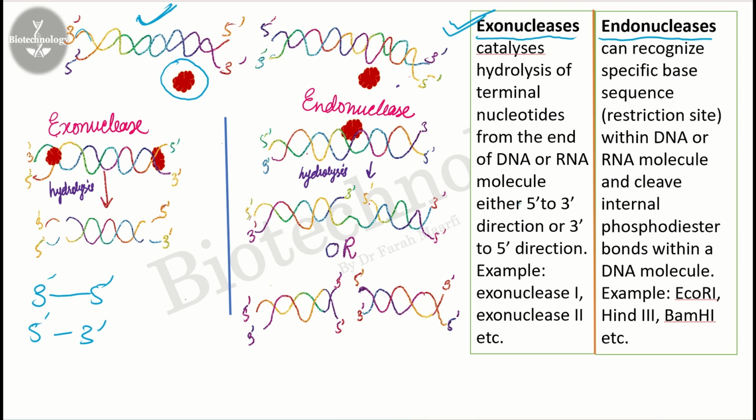That means it cuts down or cleaves out the nucleotides at the end of the DNA strands or RNA strand, right? Either 5 prime to 3 prime direction or 3 prime to 5 prime direction. Exonuclease I and exonuclease II are examples of exonuclease enzymes.